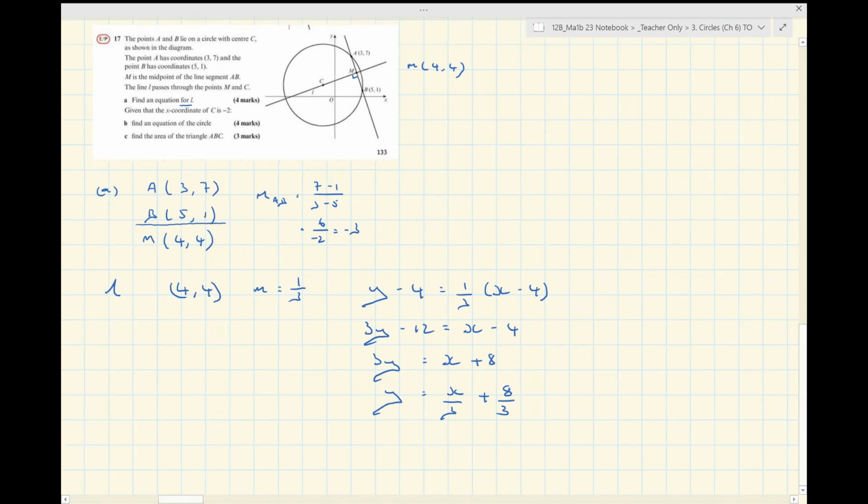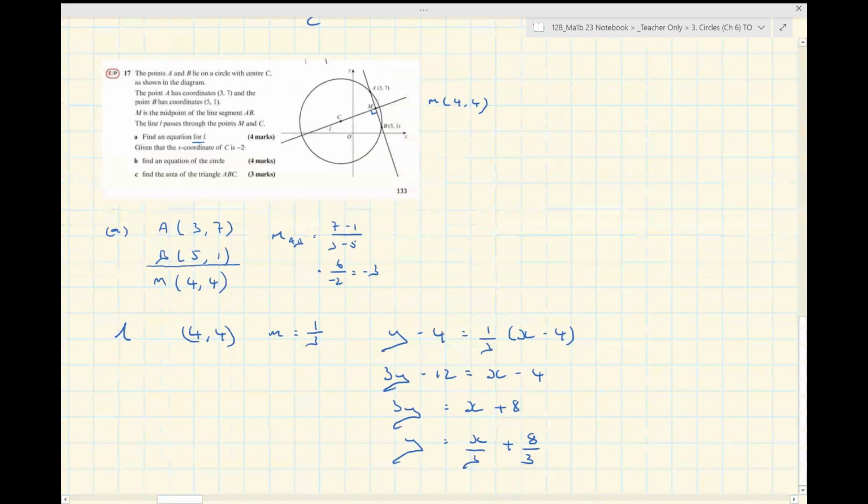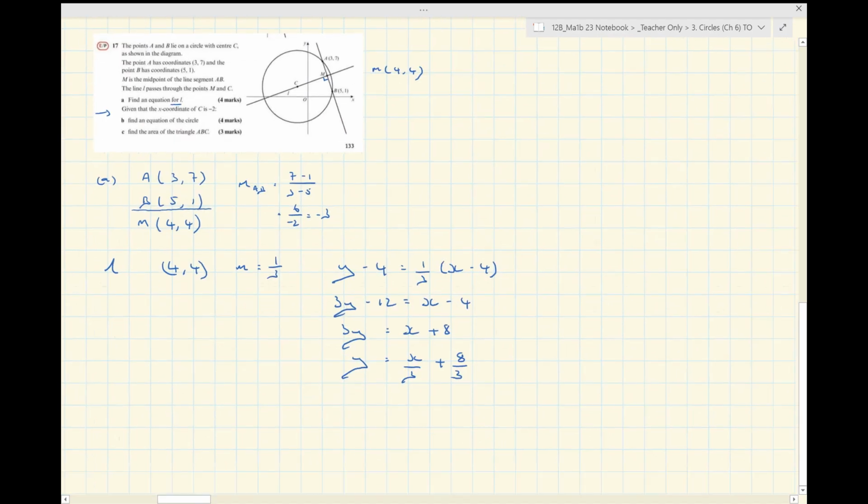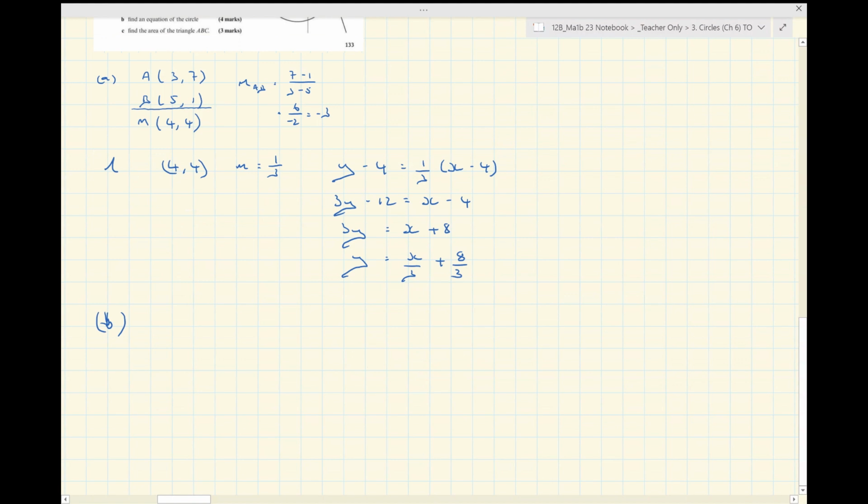Okay, part B. Find an equation of the circle. Well, to find the equation of the circle, I need to know its centre and its radius. Now it says, given that the x-coordinate of C is minus 2. Right, well, I know that C lies on the line L, the line I've just found. So if the x-coordinate of C is minus 2, then the y-coordinate is minus 2/3 plus 8/3. That equals 2. So the point C has coordinates minus 2, 2.